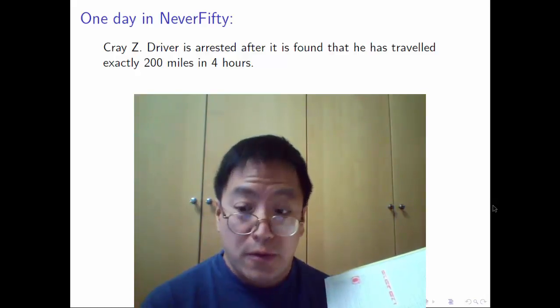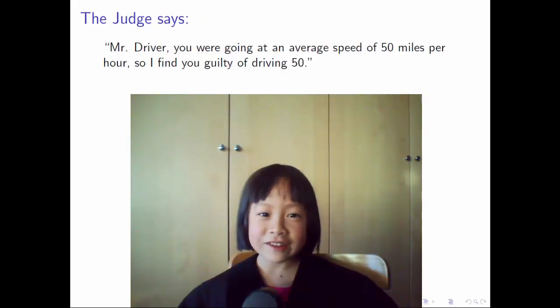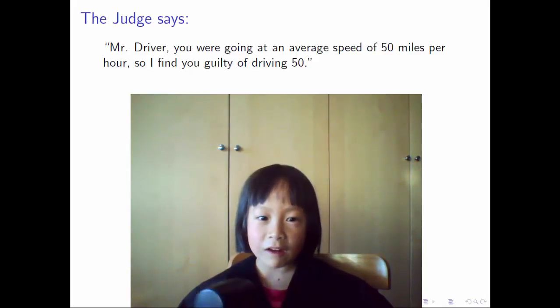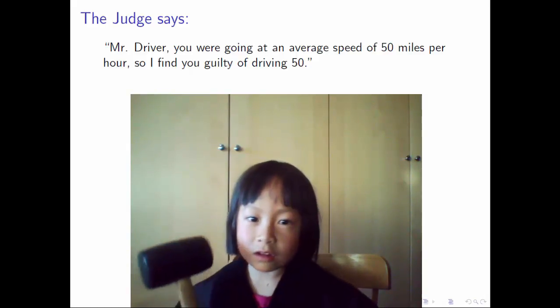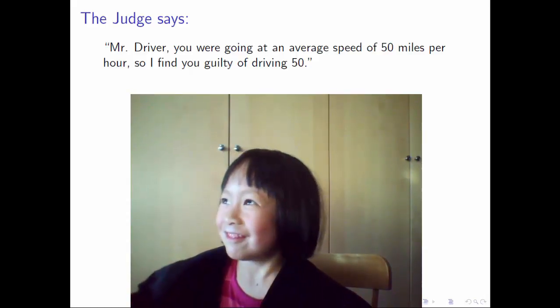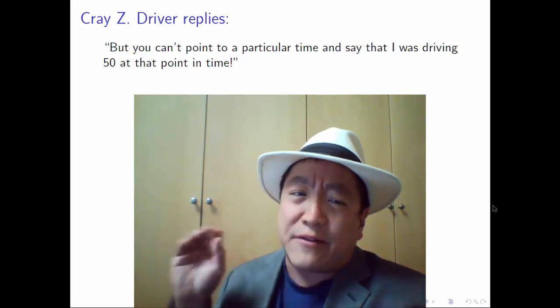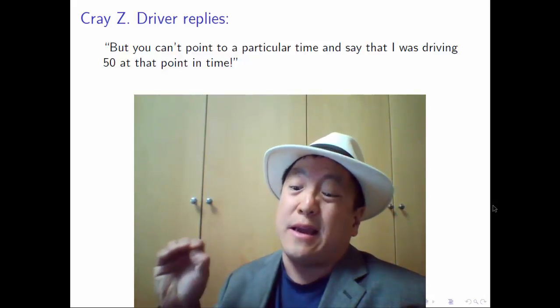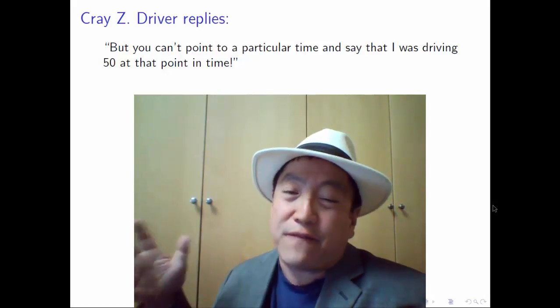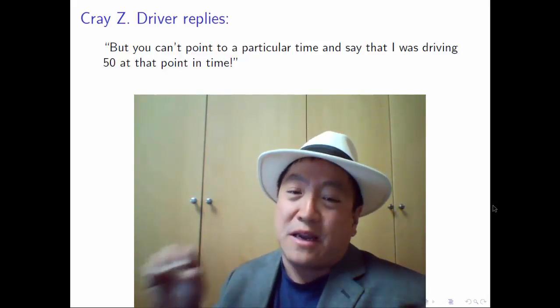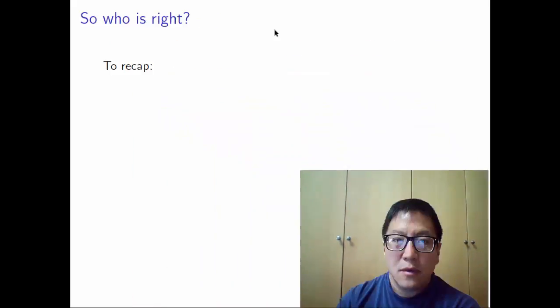in 4 hours. "Mr. Driver, you were going an average speed of 50 miles per hour, so I find you guilty of driving 50." See, here's the thing. You can't point to a particular time and say that I was driving 50 at that point in time. You know, maybe I went a little faster sometimes, a little slower than others, but you can't say that it was at one particular point in time I was driving 50.